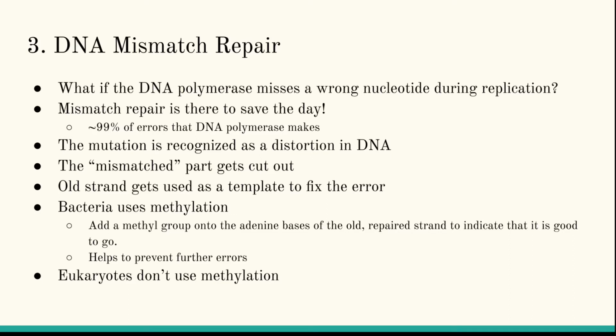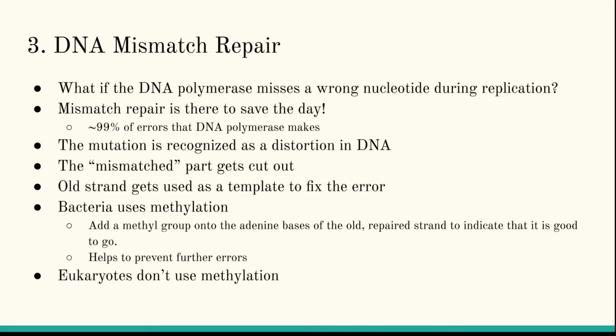Mismatch repair then comes in to essentially save the day. It takes away about 99% of the errors that DNA polymerase makes. So the mutation gets recognized as a distortion in the DNA, just like with DNA polymerase in replication. The mismatched part of that DNA sequence gets cut out, and then the old strands get used as templates in order to fix the error.